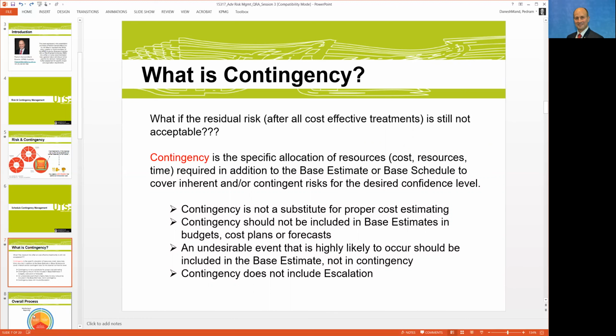The other element that is quite important is that there is an element of desired confidence level. And that's quite fundamental, because depending on the confidence level that you're targeting, the contingency might go higher or lower. At the end of the day, there is no one single solution, no one single answer to this problem. If you want to be more confident, you need more contingency.